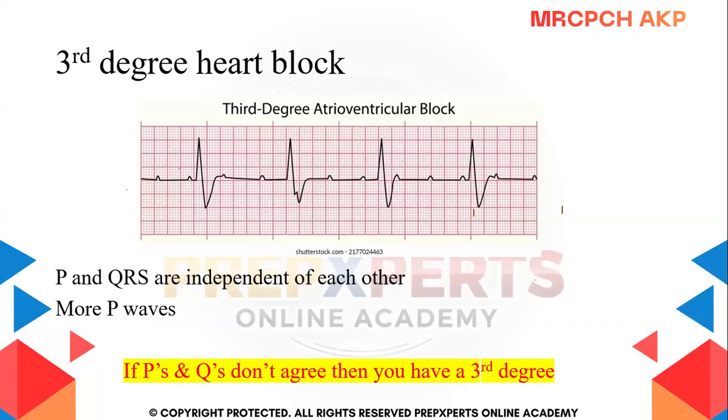Okay, so now you know that यहाँ पे एट्रिया का रेट डिफरेंट होगा एंड क्यूआरएस का अपना रेट चल रहा होगा. जैसे हमने पहले एक रेट कैलकुलेट किया था ना, हार्ट रेट आर आर इंटरवल से, यहाँ पे डिफरेंट रेट होगा. पी वेव्स अपने रेट पे होंगी और क्यूआरएस अपने रेट पे होगा. सो देयर दे आर इंडिपेंडेंट ऑफ ईच अदर नाउ, एंड देयर विल बी मोर पी वेव्स.